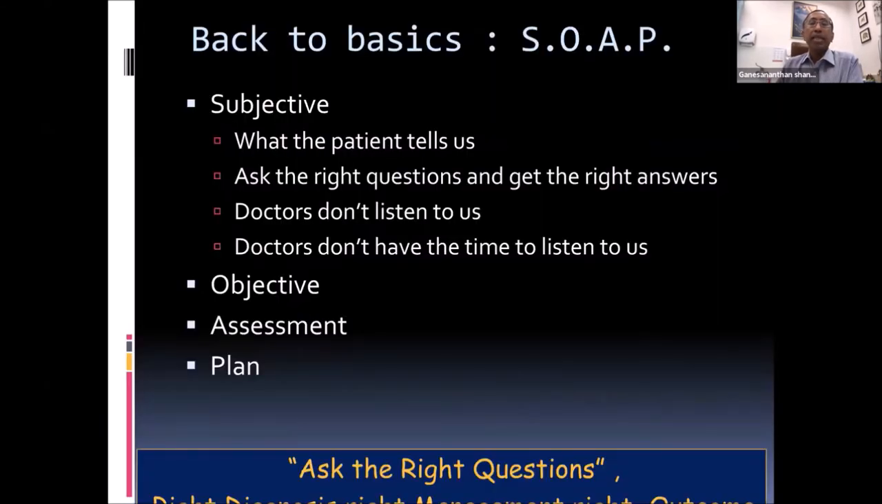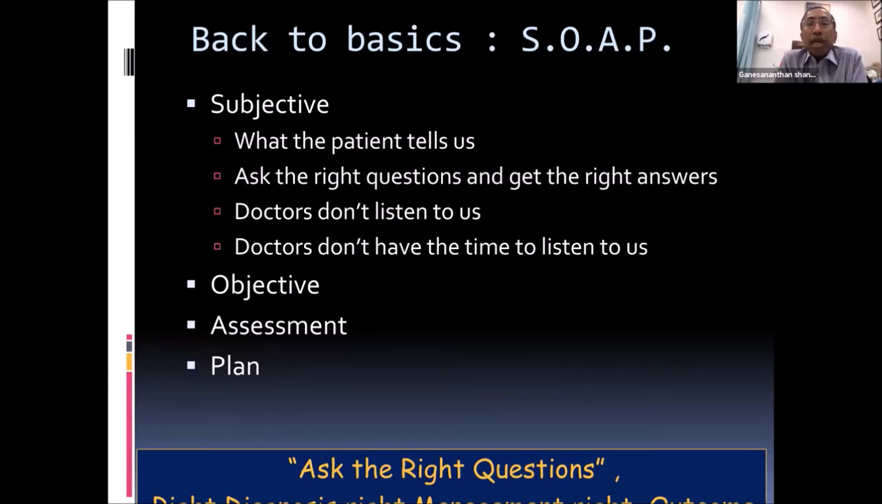Okay, back to basics: SOAP, subjective, objective, assessment, plan. We all have this. In our practice, we practice this. Subjective means what the patient tells us. The problem with us is sometimes we don't listen to our patient. We need to listen and ask the right questions and we get the right answers. Doctors who don't listen will have a problem. You're going to get the wrong diagnosis.